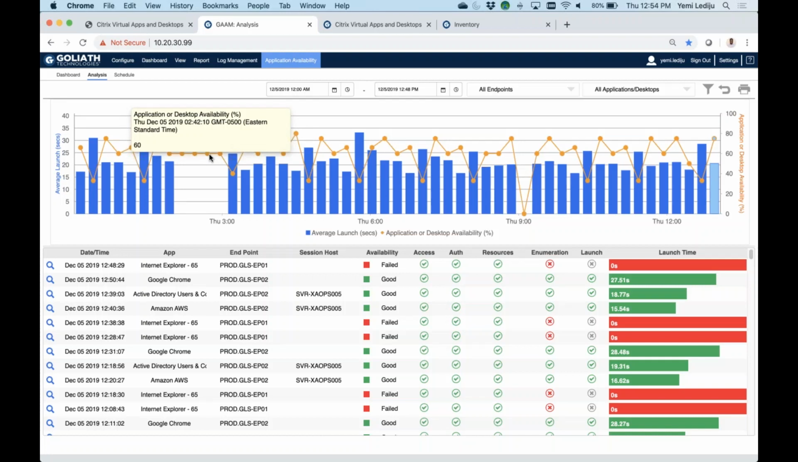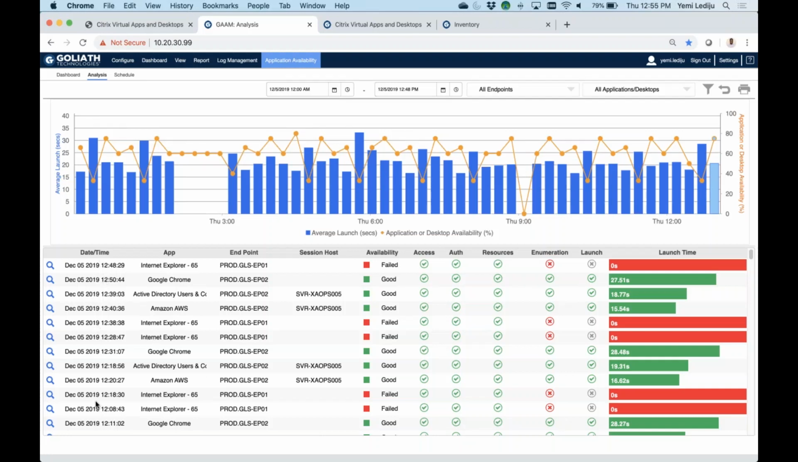So when they got to the screen, they saw that there was about 0% availability at a particular time, which obviously in a patient-critical healthcare environment is very, very detrimental. So what they were able to do is look here at the bottom section, where they're able to analyze each individual launch taking place across the environment.